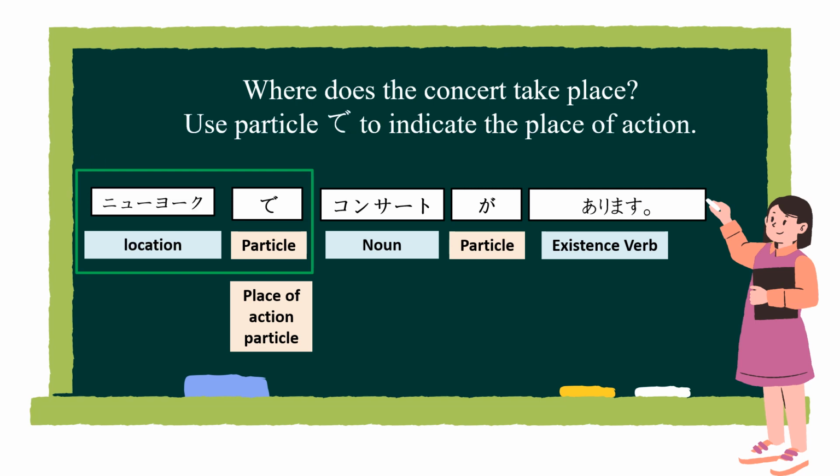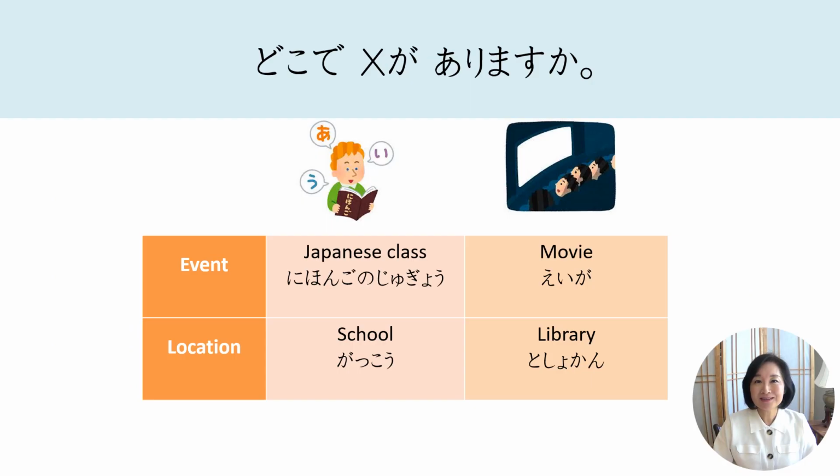To respond to the question sentence, you can add the location word and attach that with place of an action particle で and then say ニューヨークでコンサートがあります。それでは聞いてください。Please ask me where the Japanese class will take place. はい。どこで日本語の授業がありますか? And my answer to you is this.